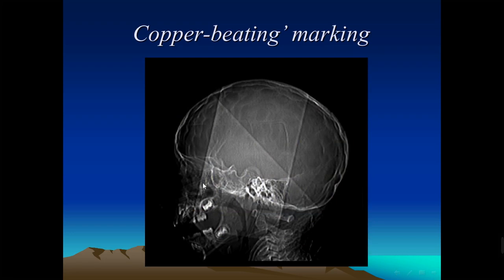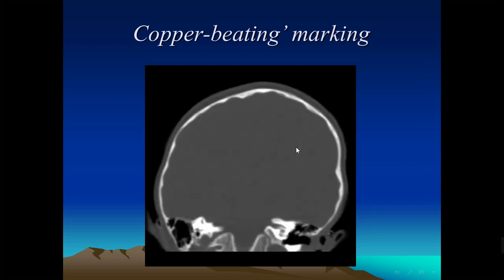This is a typical skull X-ray showing a copper beating marking of the skull. Also you can see here the beats or the prints of the brain. This is the sella turcica. This is the eroded posterior process, the anterior process, and also thinning of the dorsum sellae at this side of the skull.